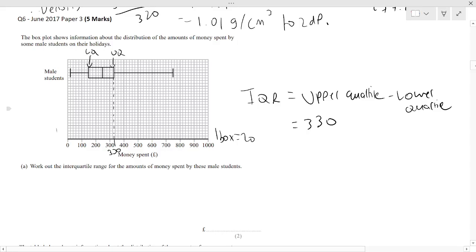But yeah, it's 1.5 boxes away from 300. So half of a box is obviously going to be 10. So 20 add 10, add 300, 330.